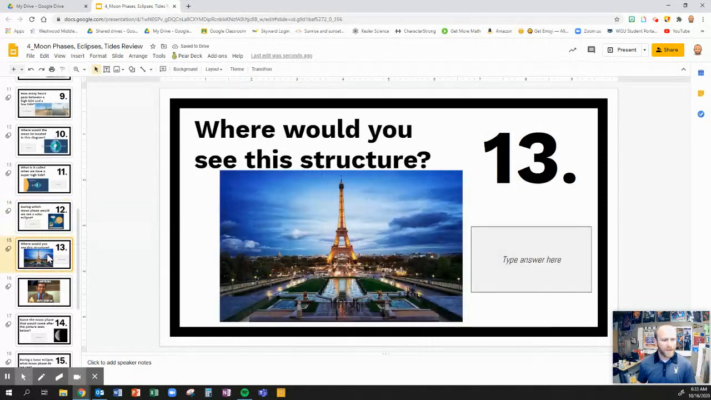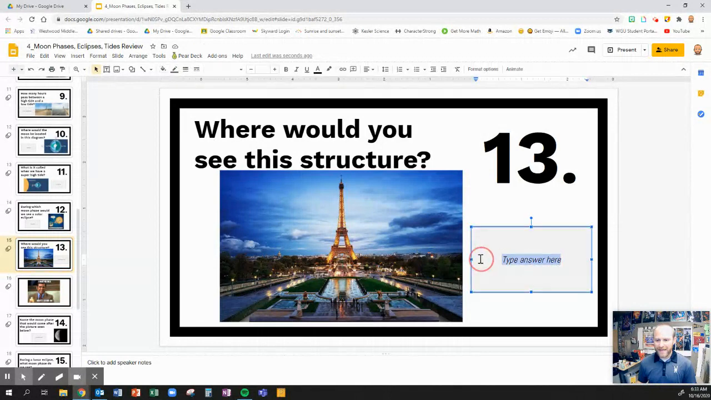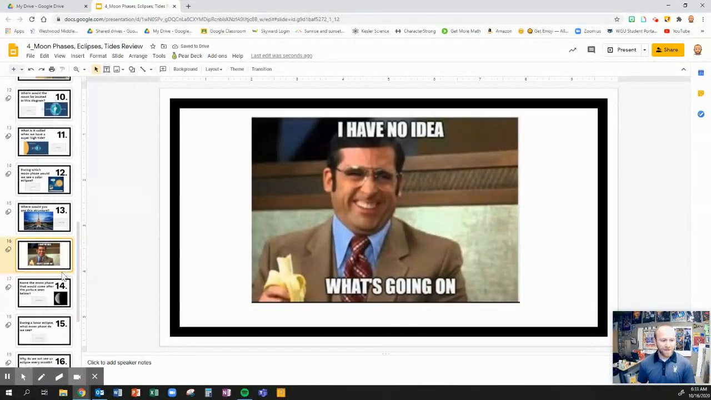New moon. Where would this structure be? Well, that's the Eiffel Tower. That is in Paris, France. Paris, France, if you didn't understand my French accent. Yeah, I have no idea what's going on.